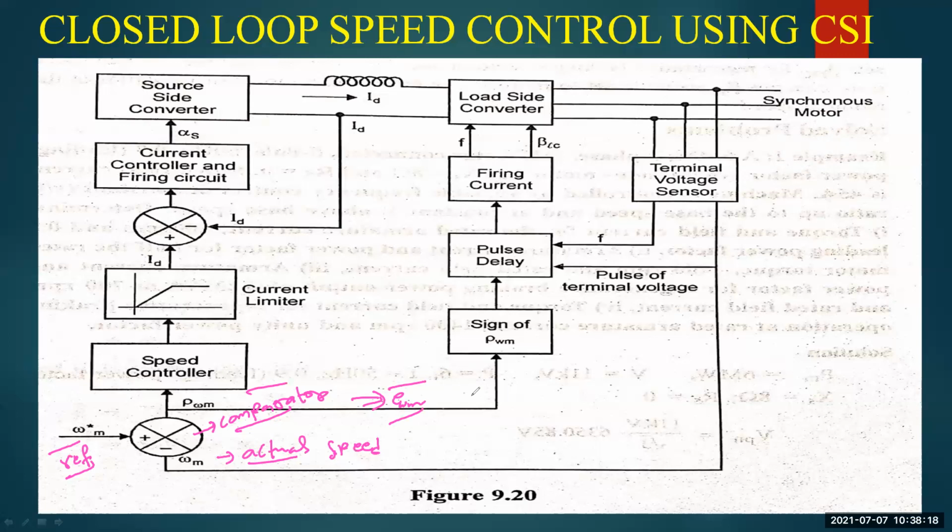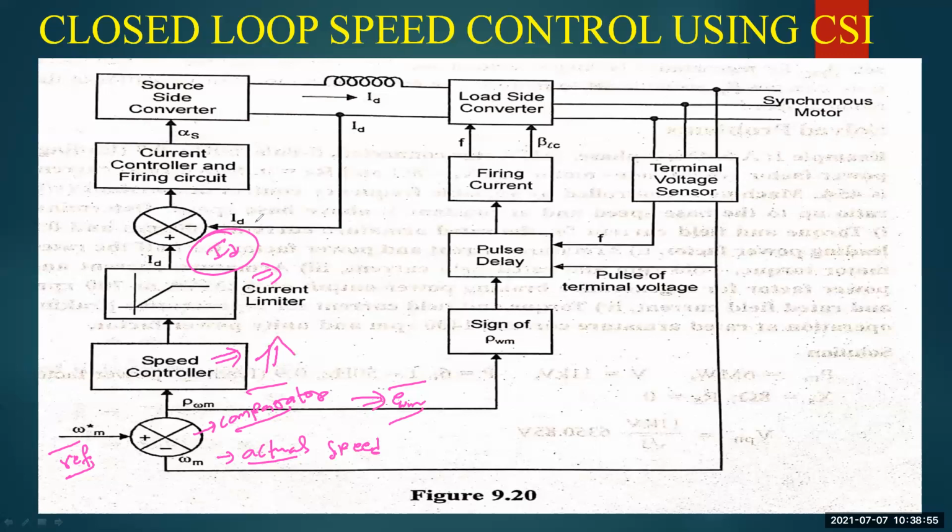The error signal is processed through a speed controller, this block, and also the current limiter, this block. This speed error is processed through a speed controller and also the current limiter, and it gives the reference DC link current, that is called Id star.